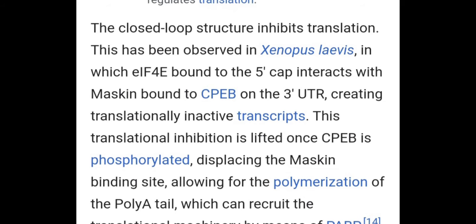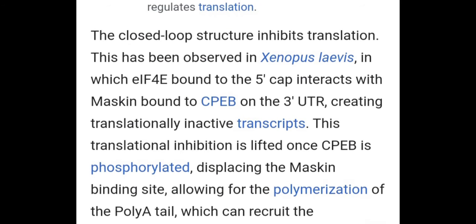So CPEB is the main cause. It binds with the 3 prime UTR on the CPE element, and the CPEB interacts with the masking protein, which is a type of associated protein factor of CPEB, and then it interacts with the EIF4E, which has been attached to the 5 prime cap, and due to binding with the 5 prime cap, it forms a closed loop like structure. Okay, and thus the translational machinery cannot come and bind and carry out translation.